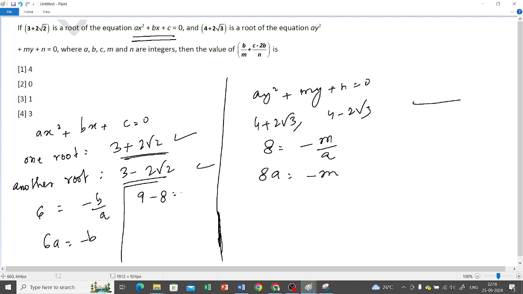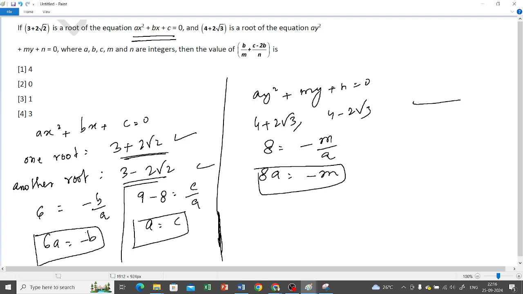Okay, a square minus b square equals c by a, so a is equal to c. We have this, and the product of roots for this one as well is going to be a square minus 6, 4 times 3 is 12. That is going to be n by a, so 4a is equal to n.